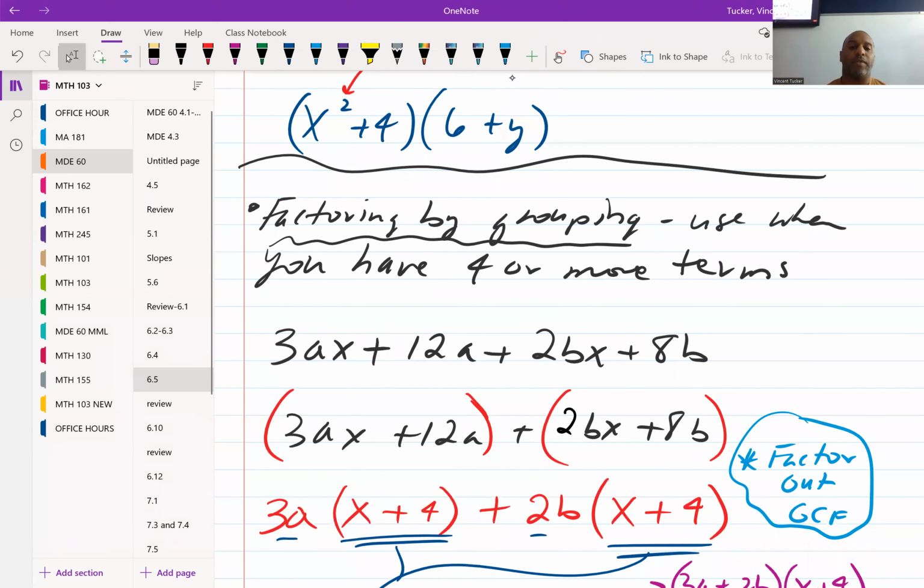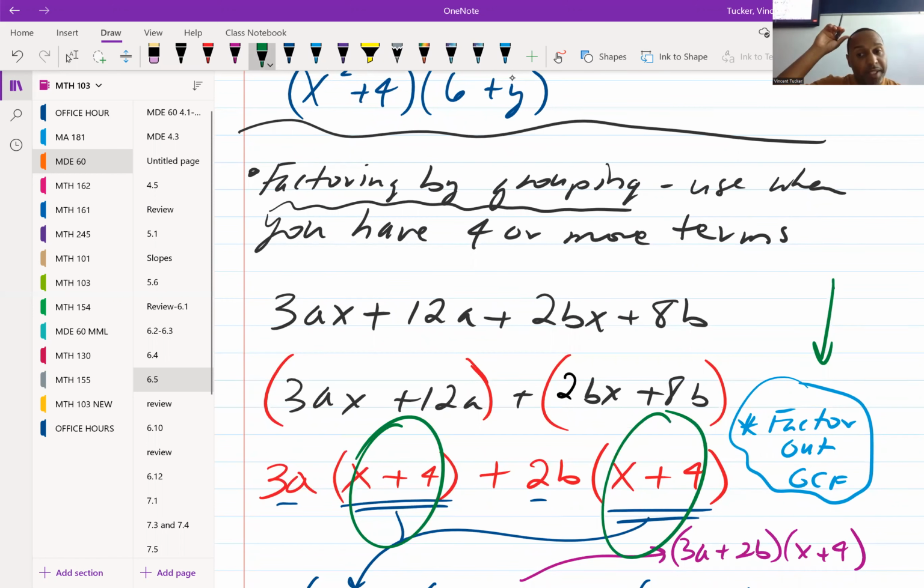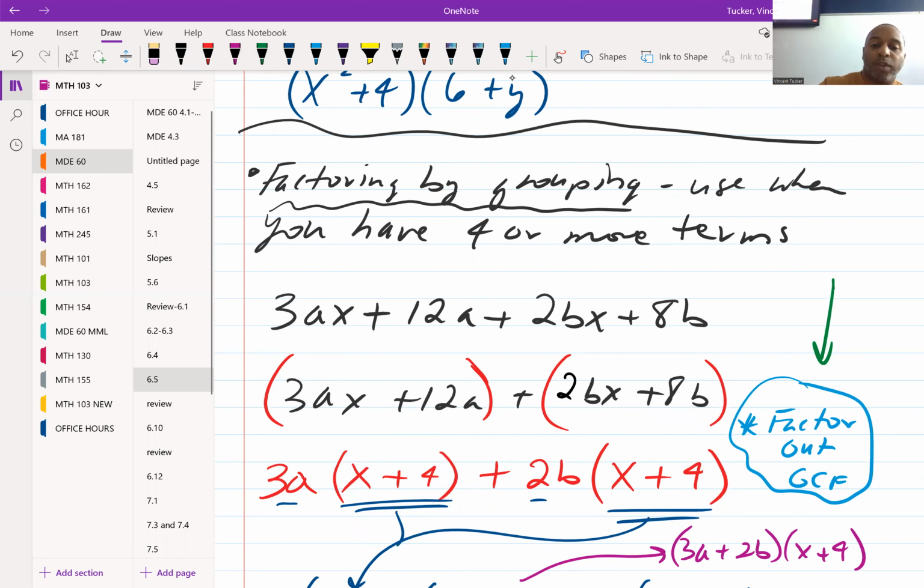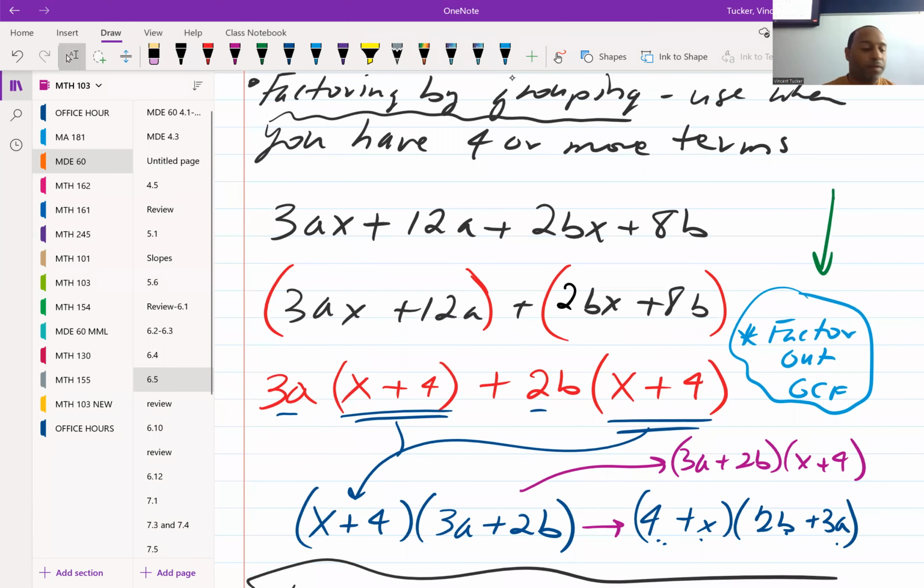So we have 3ax plus 12a. Now I factor out the GCF from each parentheses. So I can pull 3a out of that 3ax plus 12a. That leaves me with x plus 4 in the parentheses. Then I can pull out 2b from the 2bx plus 8b, and it leaves me with x plus 4 in the parentheses. Now, what's key to this process is that this has to be the same. Whatever's left in the parentheses has to be the same, or you cannot move any further. This goes back to what we were doing in the last example, where we have what's the same in the parentheses, and we can pull those out front. So that has to be the same when you pull out the GCF. If not, then you cannot move any further.